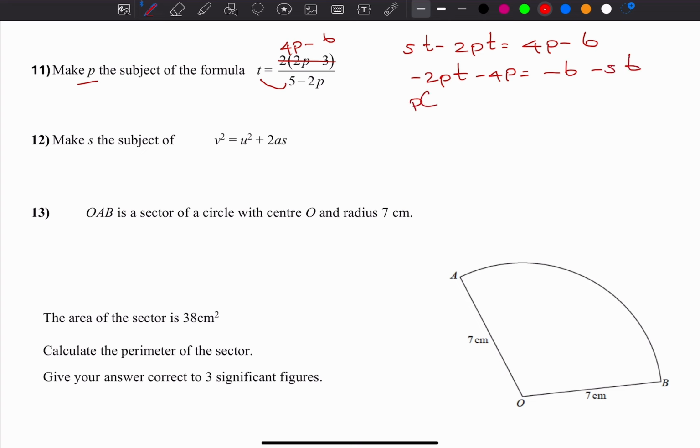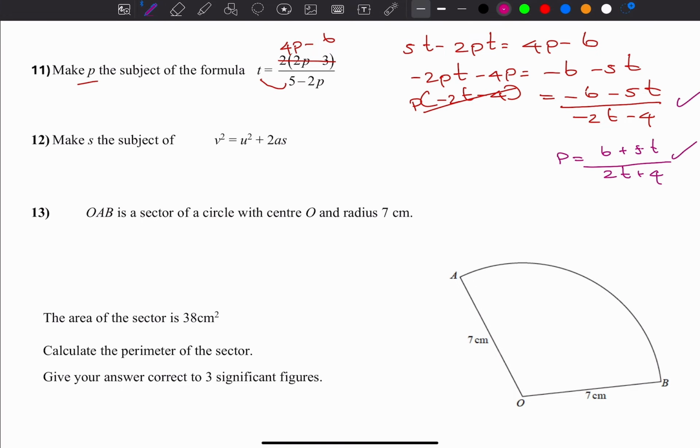Take the p common. Minus 2t minus 4 equals minus 6 minus 5t, divided by that, minus 2t minus 4. That's the answer when I'm doing it like this. Some people might have got p equals 6 plus 5t over 2t plus 4. If you got that, that is also correct. Okay.